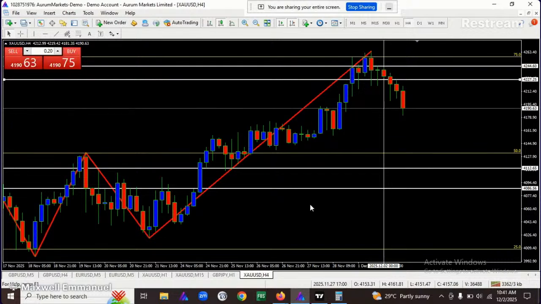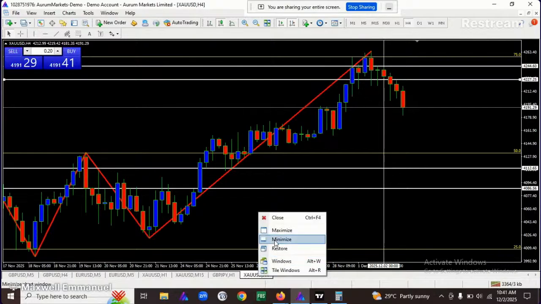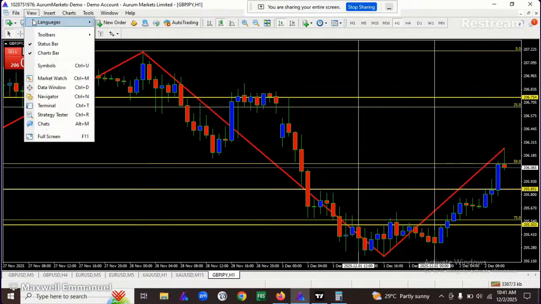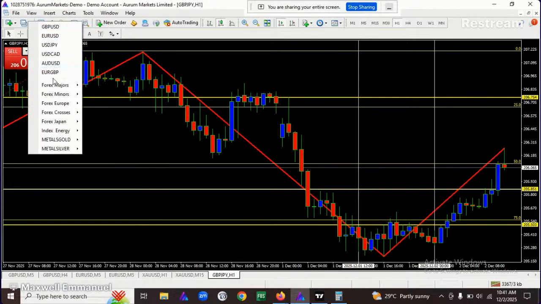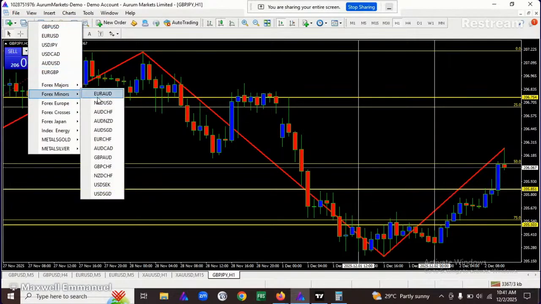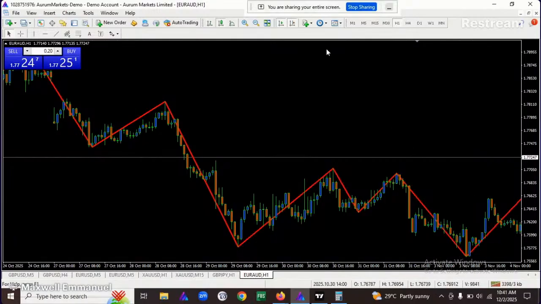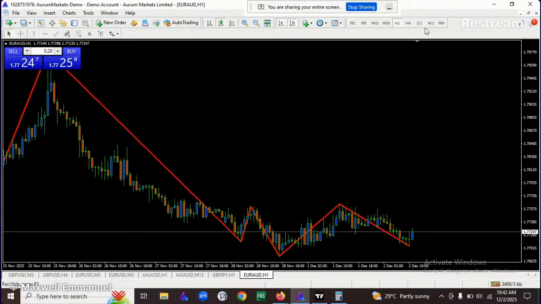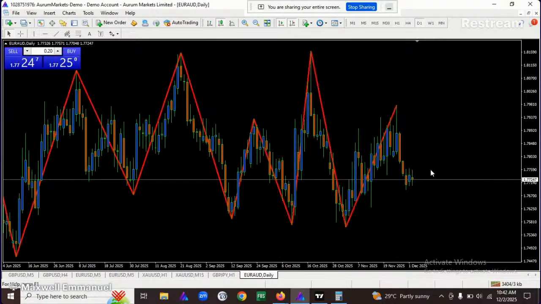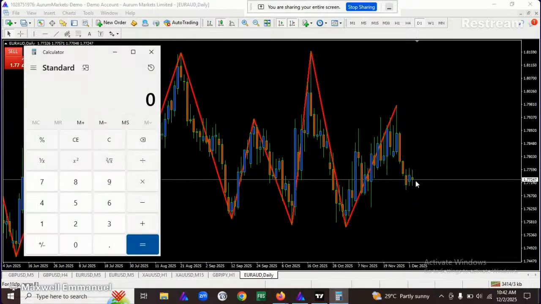Euro Australian dollar. So let's start with the daily. This is a buy on Euro Australian dollar. Price is currently at a discount area. And also let's get the average for yesterday's candle. It's a buy on Euro Australian dollar.